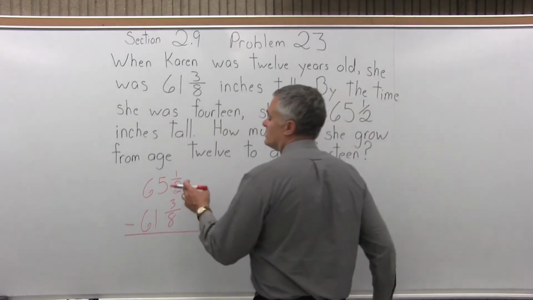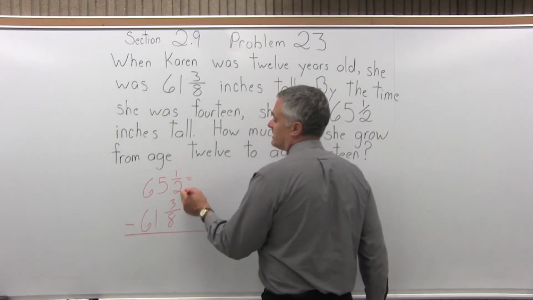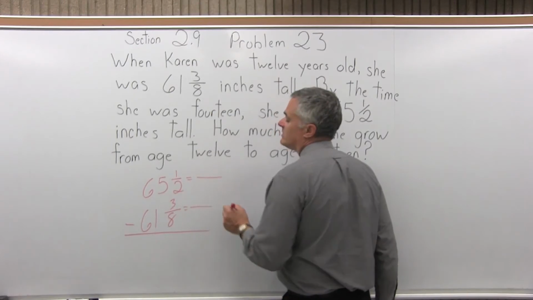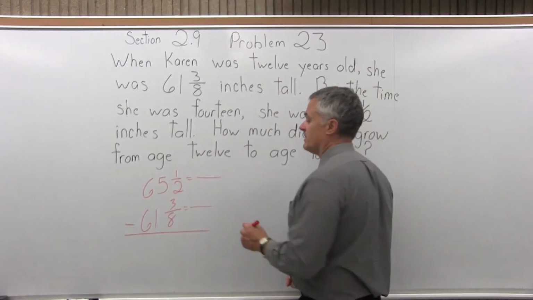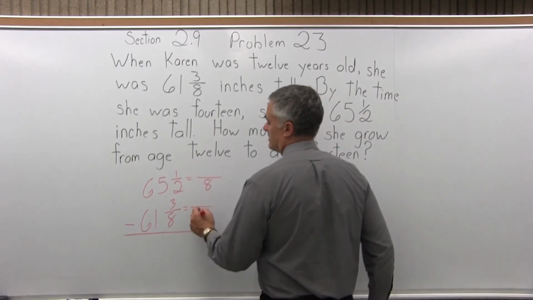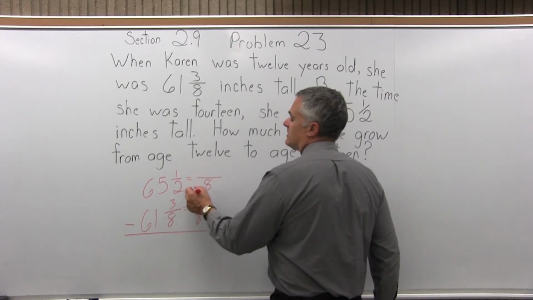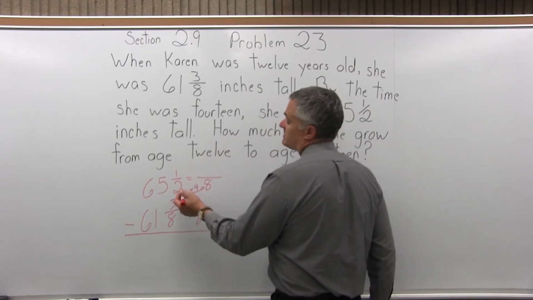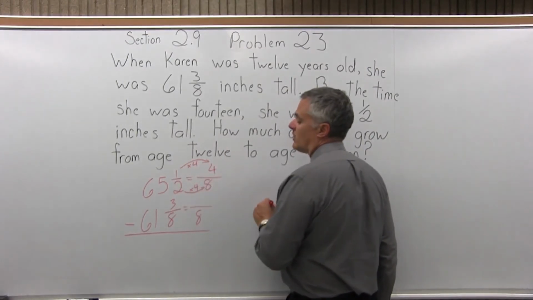So to do this subtraction, I have two different denominators. I have to make the denominators the same. So I need a denominator that both 2 and 8 will divide into evenly. 8 is a very good common denominator. So for the 1/2, 2 times some number became an 8. Well, the number must be 4. 2 times 4 is 8. So the numerator must be multiplied times the same number. 1 times 4 is 4.